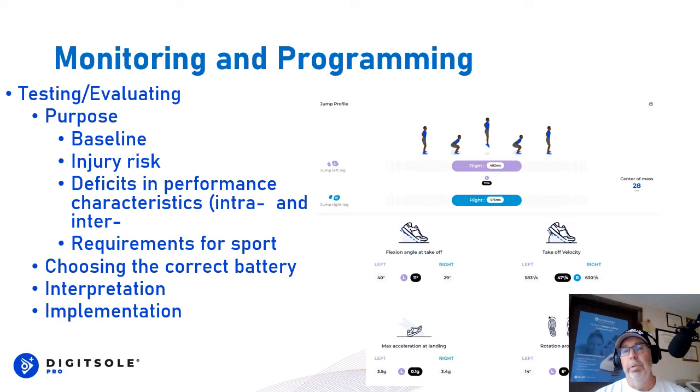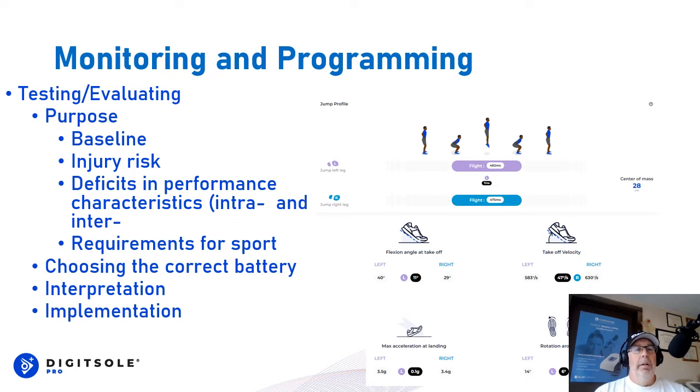So monitoring and programming, and I don't really get into a whole lot of programming. That's another course. But testing and evaluating is something that's necessary. It's the only way that you know that whatever it is that you're doing is actually working. I know we like to take credit for winning a season and things like that, but there are so many different variables to even think about making that happen.